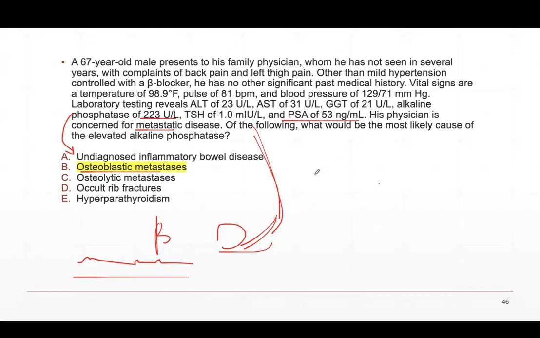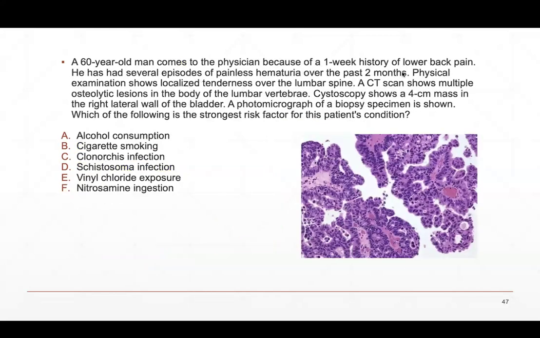Excellent. Okay. So we have a 60-year-old man coming to the physician because of a 1-week history of low back pain. He has had several episodes of painless hematuria for the past 2 months, and physical examination shows localized tenderness over the lumbar spine. CT shows multiple osteolytic lesions in the body of the lumbar vertebrae, and the cystoscopy shows a 4-centimeter mass in the lateral wall of the bladder. And this is the biopsy. So what's causing this patient's condition? What's the risk factor?